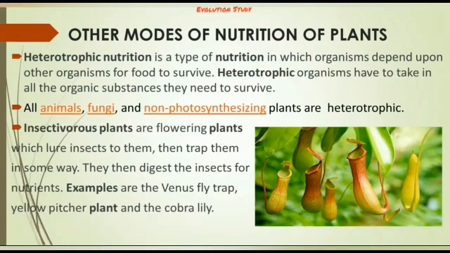Insectivorous plants are flowering plants which lure insects to them, then trap them in some way, then digest the insects for the nutrients. Examples are the Venus flytrap, the yellow pitcher plant and the cobra lily.